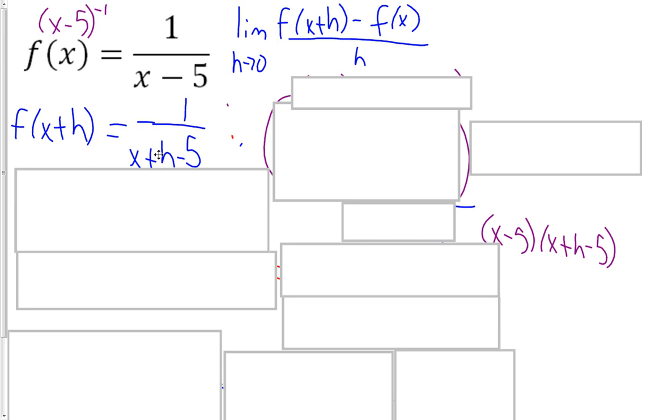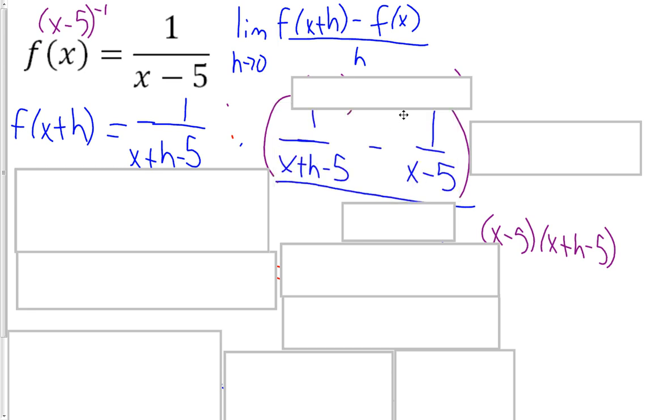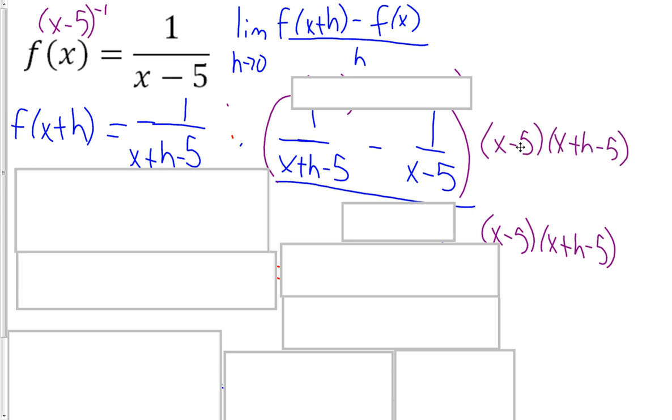Pretty short and simple. And next we need to subtract the original. So minus 1 over x minus 5. And to do this, we need to multiply by the common denominator, which is one of each: x minus 5 times x plus h minus 5. And then when we do that, this piece, the x plus h minus 5, cancels, and we get x minus 5. For this piece, the x minus 5 cancels for this fraction, and we get the x plus h minus 5.